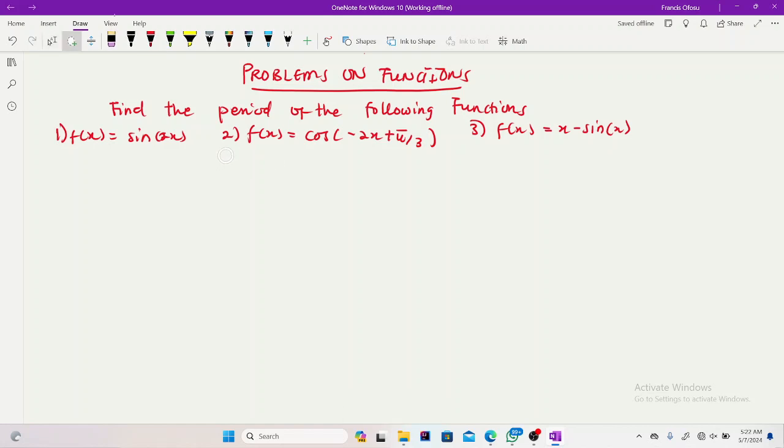So in this video, I'm going to take you through problems on functions. So I have a problem here. It says, find the period of the following functions. So let's get straight to it.